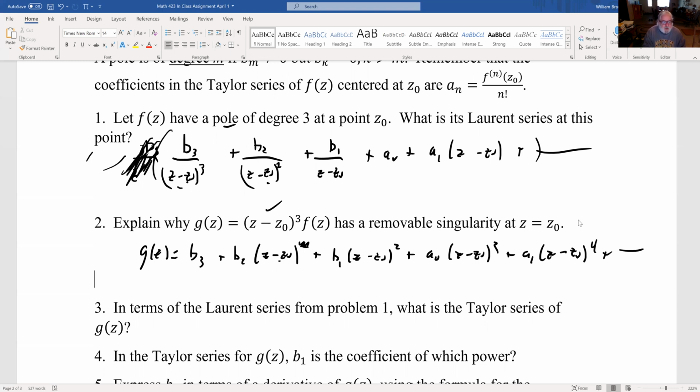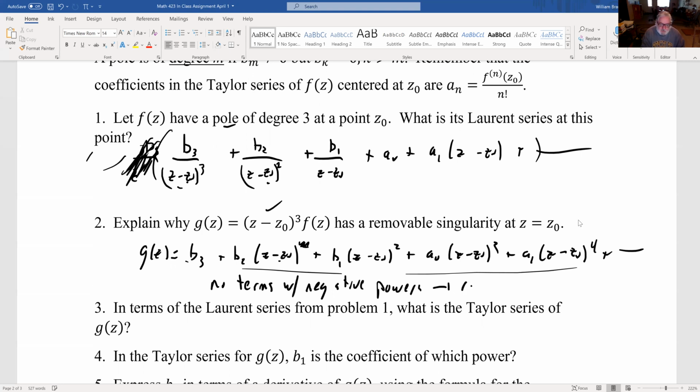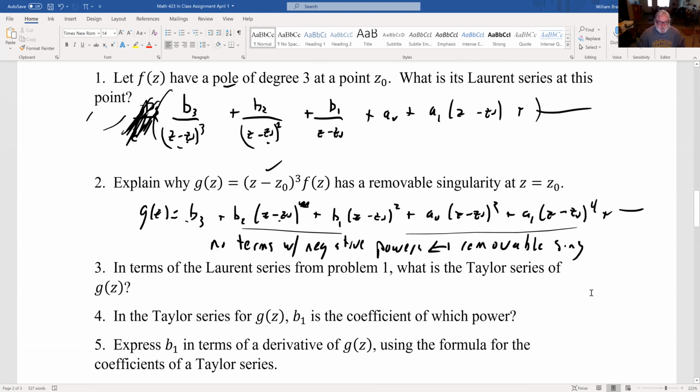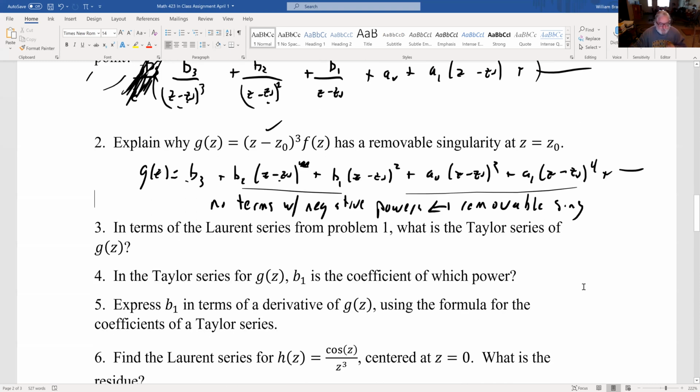So what do we have? We have a series where you have no terms with negative powers. And that is a removable singularity, because that's the definition of what it means to be a removable singularity. Great. And that gives us the Taylor series for g of z. And that's above. And so b1 is the coefficient of the z minus z0 squared term in g of z.